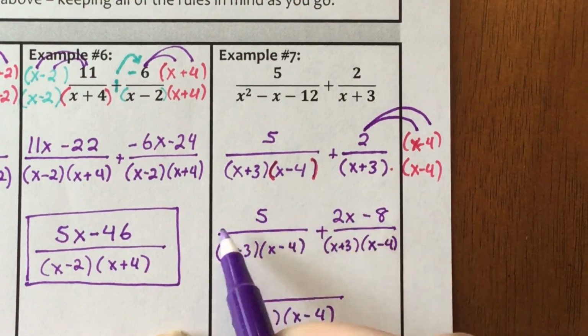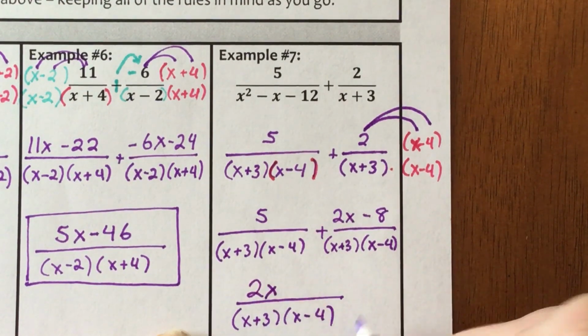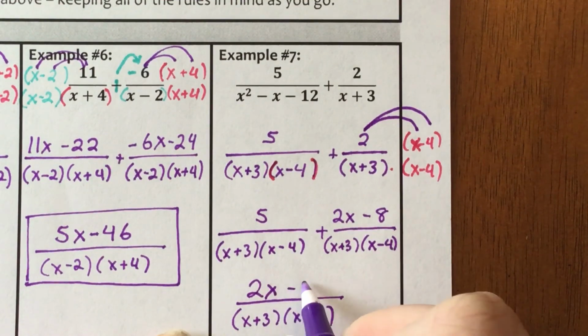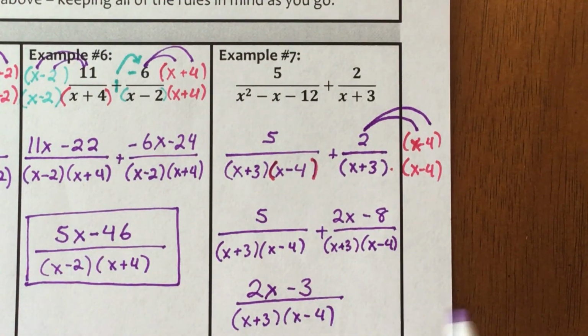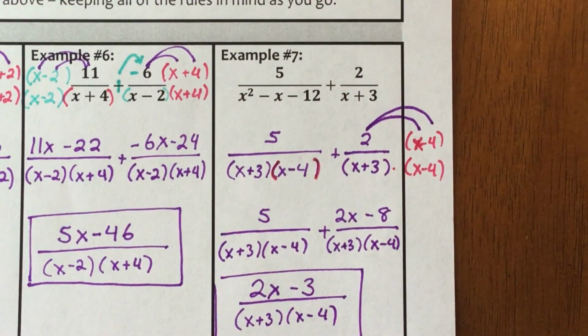Okay, combining like terms, biggest exponent is a 1, so 2x first. And then 5 minus 8 is negative 3. There is no common factor between 2 and 3 besides 1, and there is no difference of squares on that top, so the top does not factor. There's nothing to cross out. The end.